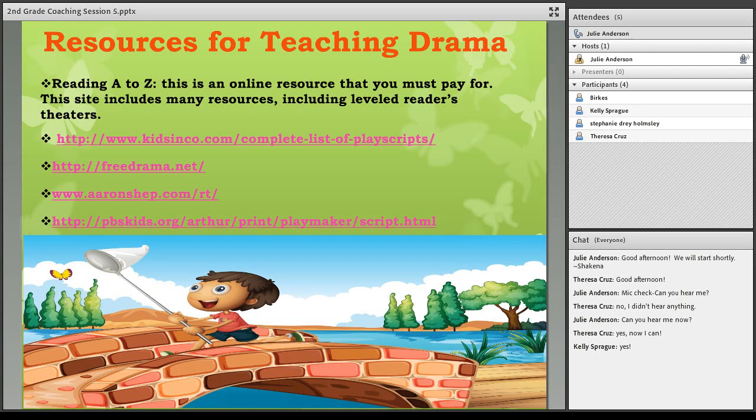Many of the resources are from free online sites, and they would definitely require you to make sure everything is appropriate. We have listed some of the resources here, Reading A to Z. I know some campuses are very familiar with this. And then there's also some other different ones that you can explore prior to the unit. And if you know of any great resources that you've used in your classroom, this is a great time to type it in the chat box so that we can share with other people.